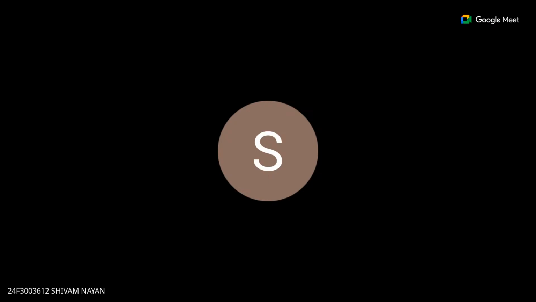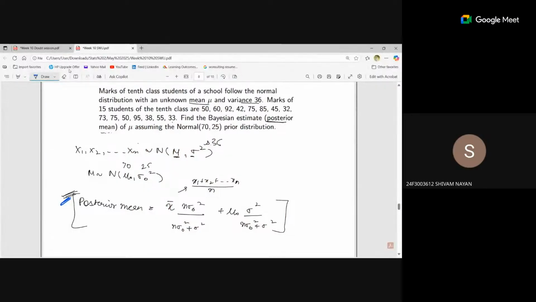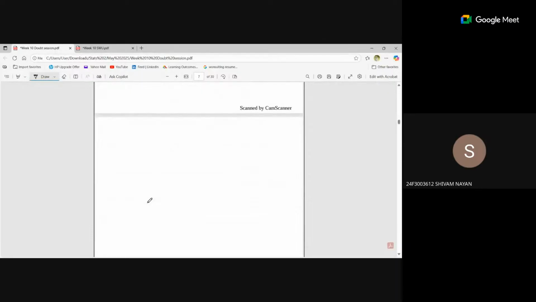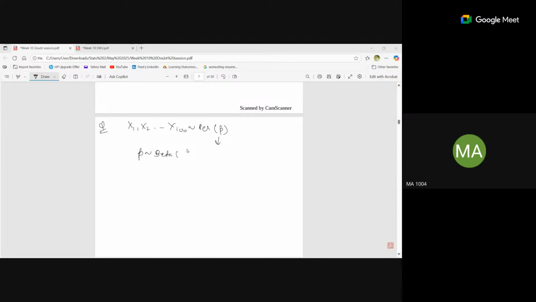So, ma'am, how do we calculate this? Not from this 20%, this is the expectation. So here we can calculate beta. Understood? I'm having X1, X2, 100 samples, which is following Bernoulli with P as a parameter. Now this P is unknown to us. Now P is following a beta distribution with parameters 2 comma beta.